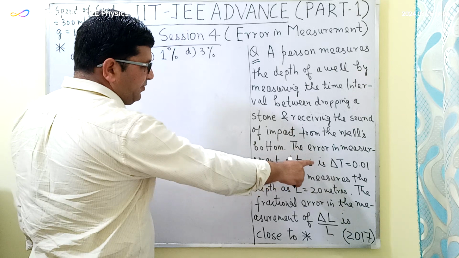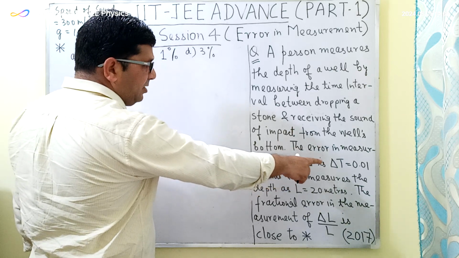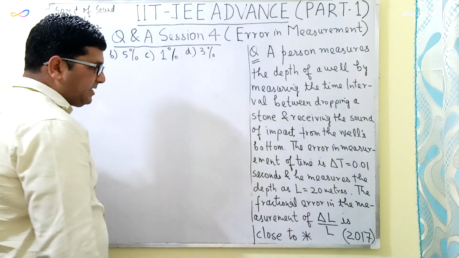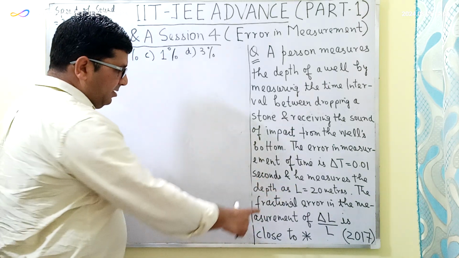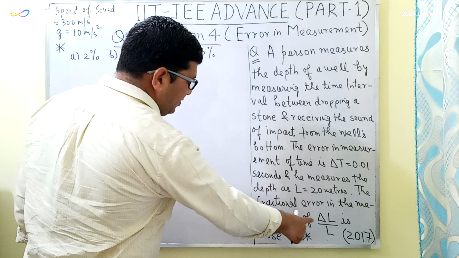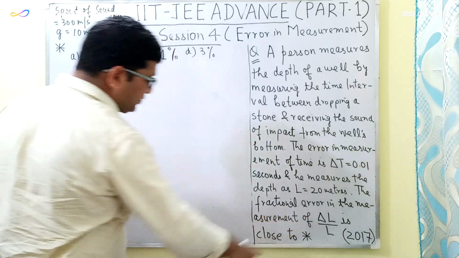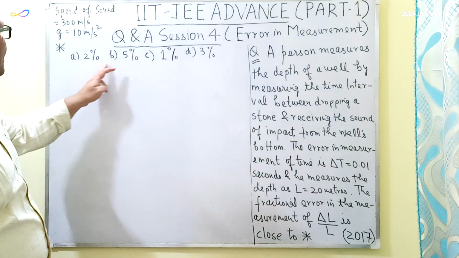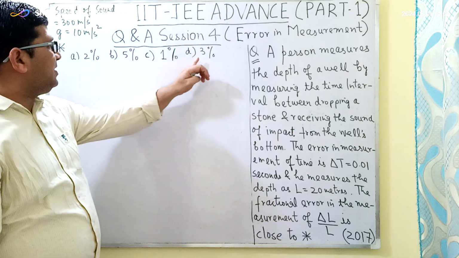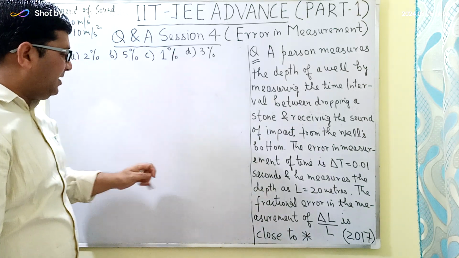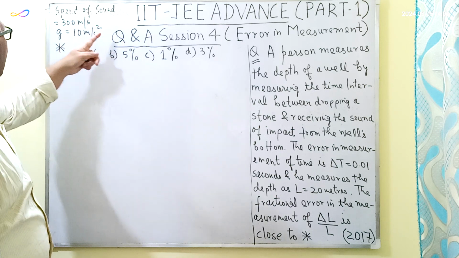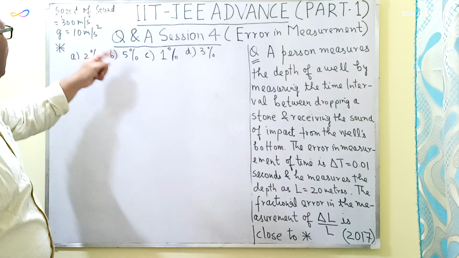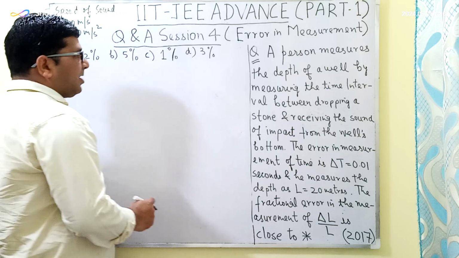The error in the measurement of time is equal to 0.01 seconds, and he measures the depth of the well, which is equal to 20 meters. The fractional error in the measurement of delta L by L is close to. So these are the four options here: 2%, 5%, 1%, and 3%. And we have to find the correct option. Here the speed of the sound which is given in this question is 300 meter per second, and the value of g is 10 meter per second square.